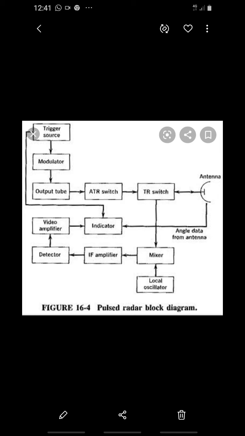Display. The output of the video amplifier is given to the display unit. It provides visual information. It can be a CRT. The synchronizing pulses from the trigger source are given to the display.